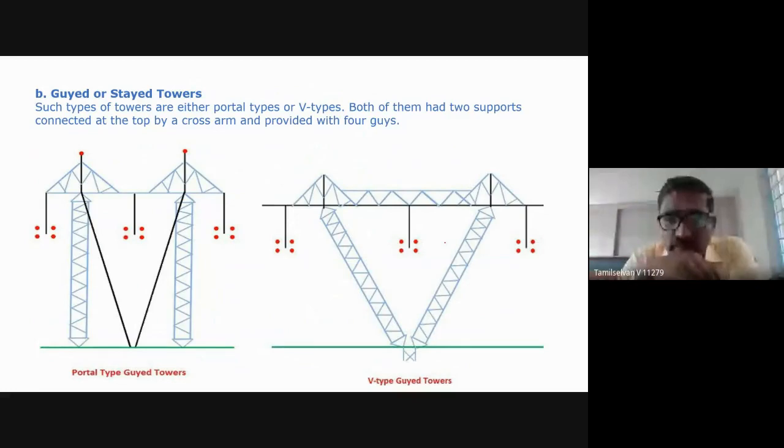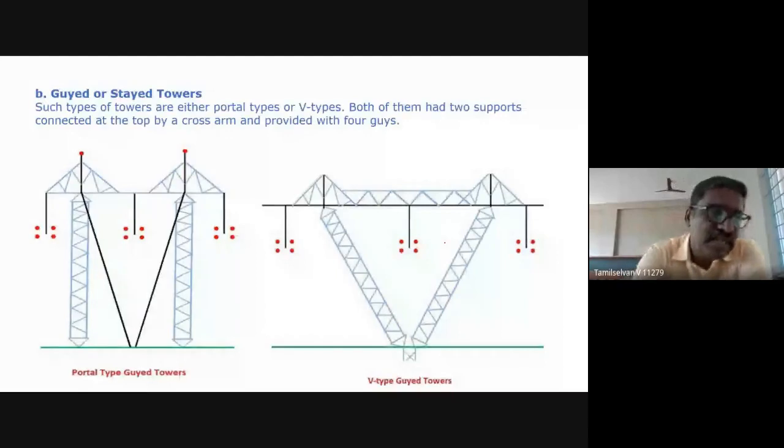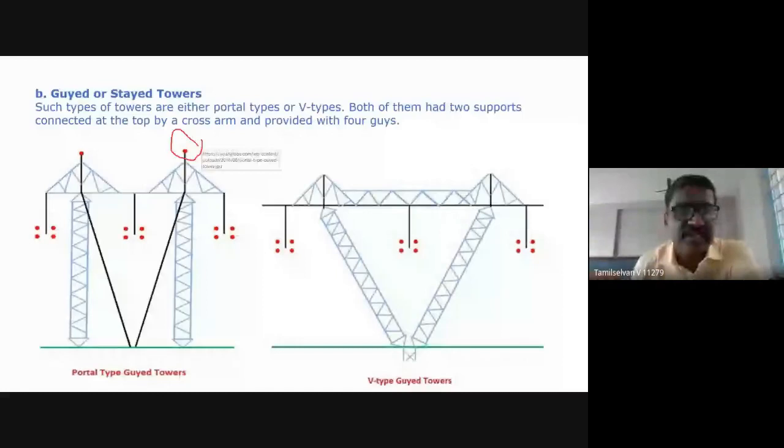This type of structure we'll normally use either as a V type or maybe a portal type of gate tower. At the tip top we will have a lightning arrester. The tip top is going to be a lightning arrester, and the ground conductors will be running there.